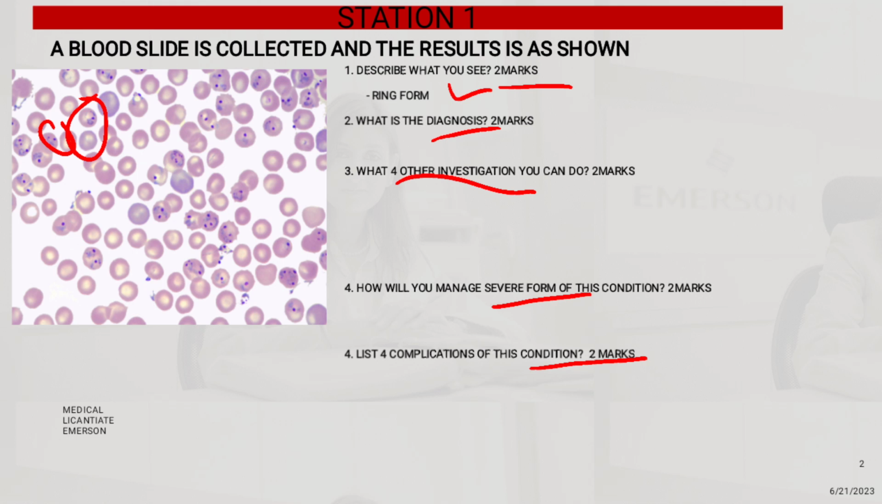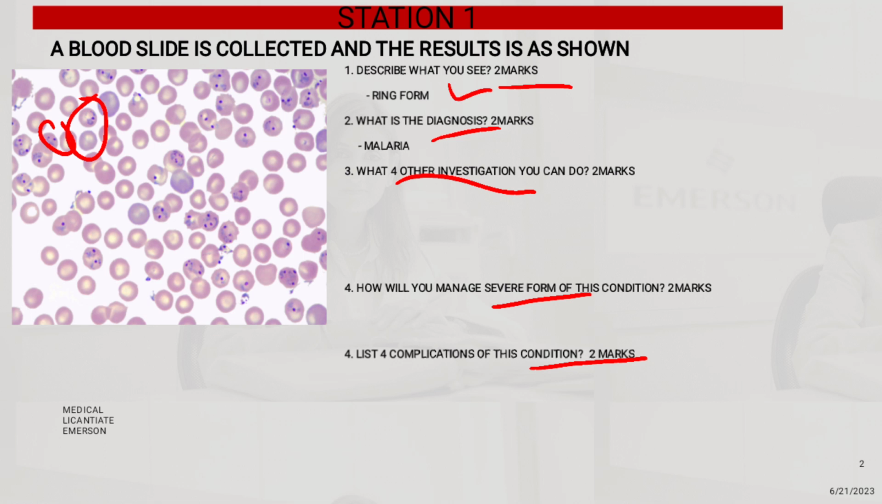So ring forms are a common finding on the blood smear in severe malaria. In malaria or severe malaria, because falciparum most likely causes severe malaria, if you say malaria here, I don't think there will be any problem. Or if you say severe malaria, there will not be any problem.